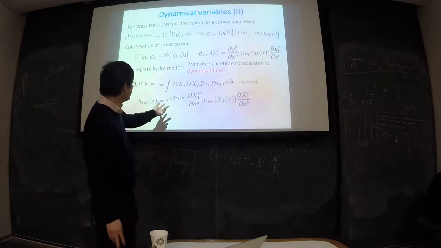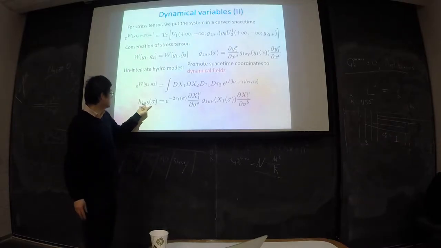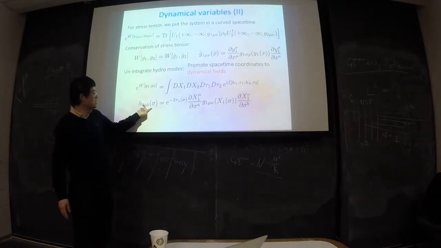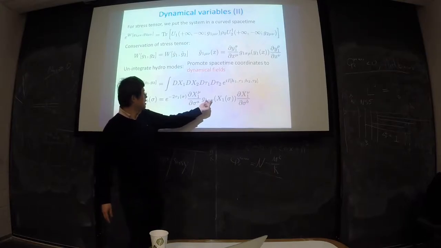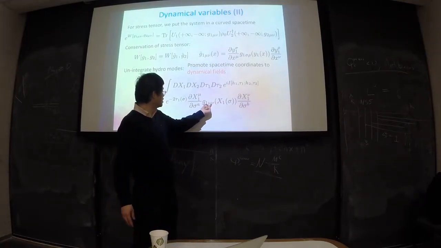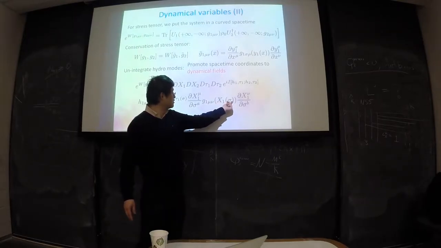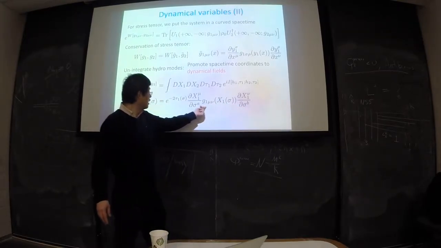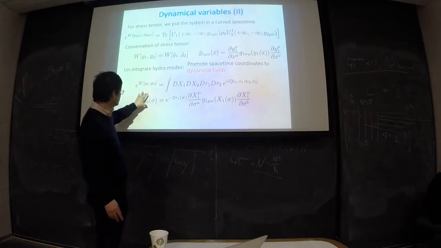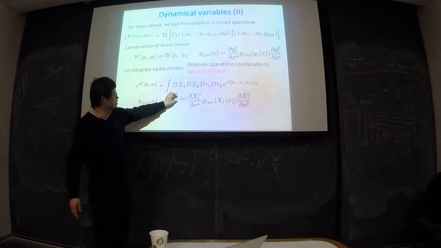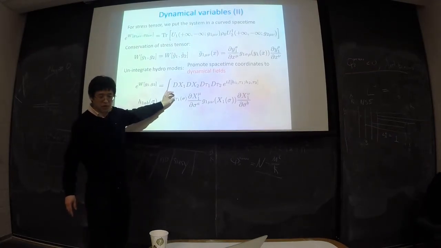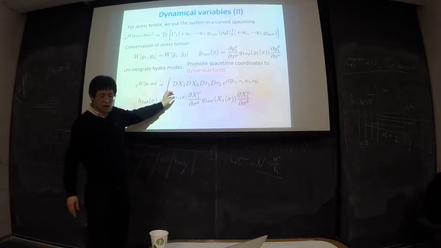And now you write it as follows. You introduce this H_AB, you promote the space-time coordinates, say for G1 for the first Lagrangian, into dynamical variables as functions of sigma. And you perform a diffeomorphism transformation to go to this H. And I also introduce a dynamical mode, and this will be interpreted later as a temperature.